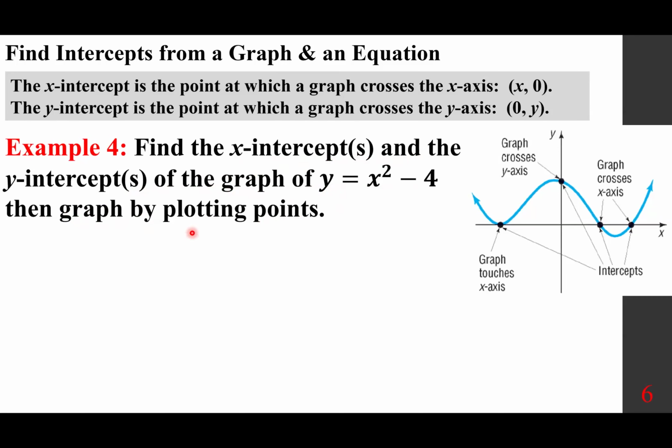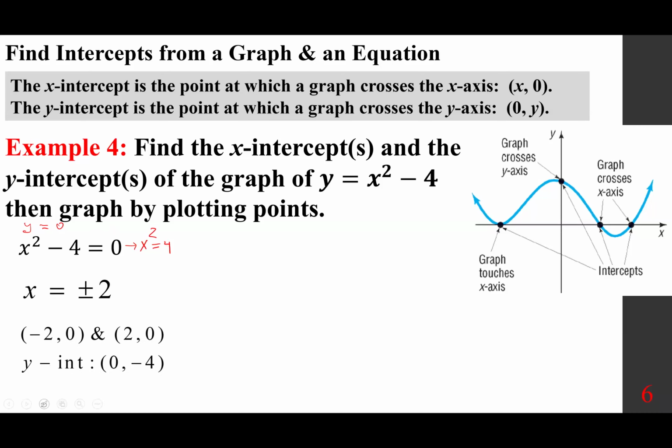If I want to find the x-intercepts, I set y equal to 0. If I want the y-intercepts, I set x equal to 0. So if I set y equal to 0, x squared equals 4, x is plus or minus 2, and that means negative 2 comma 0 as well as 2 comma 0. That gives us two pairs. Now the y-intercept is easy in this case. If you set x equal to 0, you get minus 4.